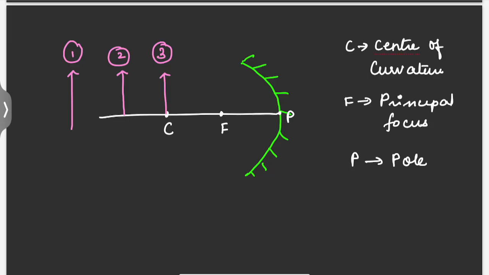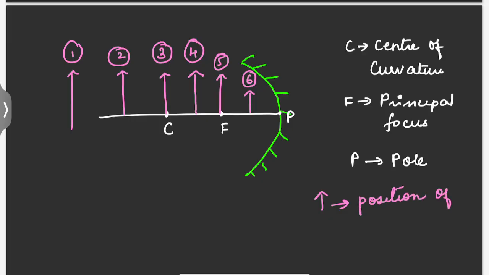In the fourth ray diagram, the position of the object is between C and F. Can you see here C and F? Between this we are going to place the object in the fourth ray diagram. In the fifth ray diagram, exactly on F we are going to place the object. And in the sixth ray diagram, we are going to place it between F and P. What we are writing in pink color is nothing but the position of the object.